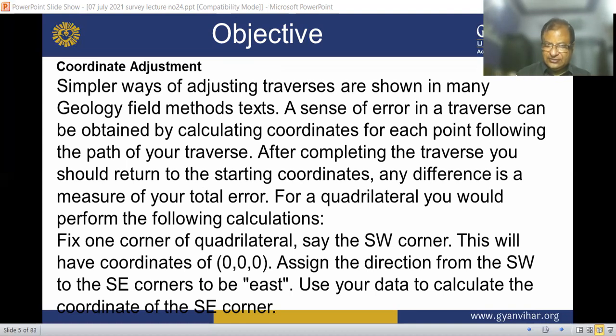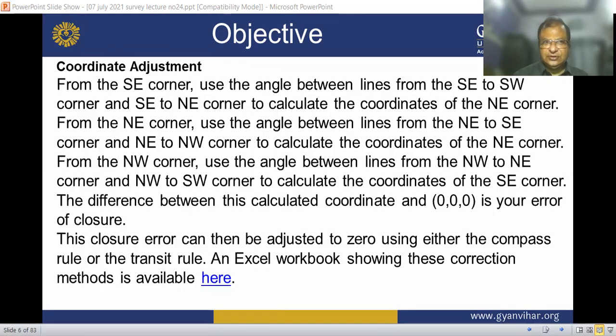For a quadrilateral, you would perform the following calculation. Fix one corner of the quadrilateral, say the southwest corner, which will have coordinates 0, 0, 0. Assign the direction from the southwest corner to the southeast corner. Coordinate adjustment: from the southeast corner, use the angle between the lines from southeast to southwest corner and southeast to northeast corner to calculate the coordinate of the northeast corner.